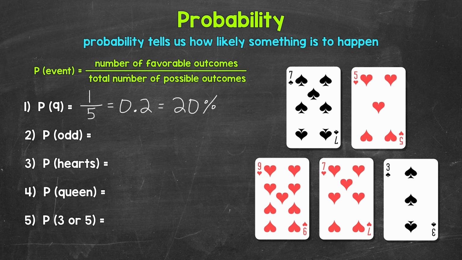Let's move on to number 2, where we have, what's the probability of picking an odd number? Let's start with the number of favorable outcomes. So how many cards have an odd number? We have a 7, a 5, a 9, a 7, and a 3. So all 5 cards. We have 5 favorable outcomes. So 5 is our numerator. Then our total number of possible outcomes is 5 as well. There are 5 total cards. So our denominator is 5. And that's our fraction, 5 over 5, 5/5. We have a 5 out of 5 chance of picking an odd number.